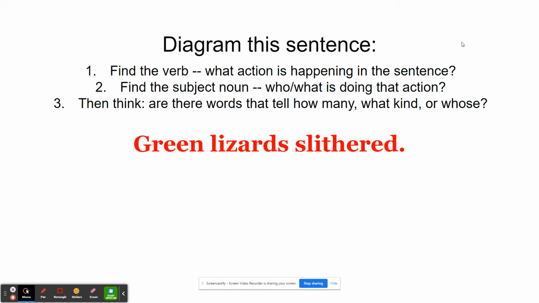And then think about my questions. What verb is happening? Then think who or what is doing that verb. And then think, are there any words that tell how many, what kind, or whose of that who or what?